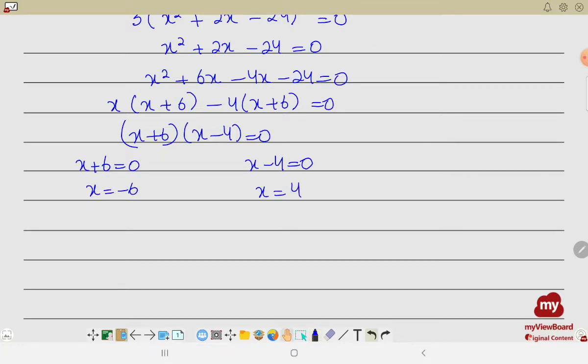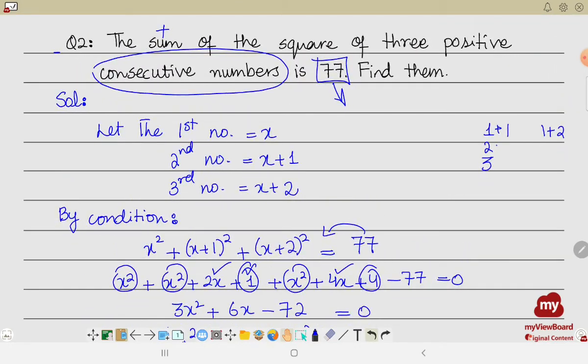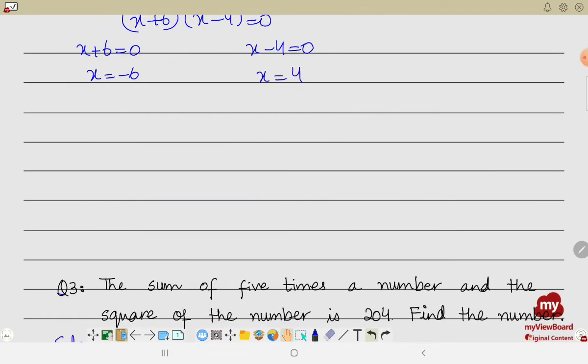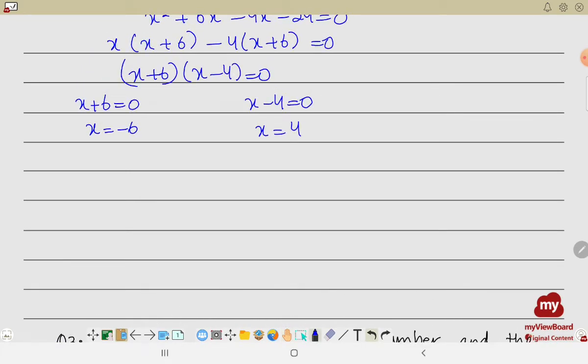In the given question again, they have asked for three positive consecutive numbers. See, the three positive consecutive numbers. So we are going to select, therefore, the first number, which we supposed as x, is equal to 4. The second number that we supposed was x plus 1, so 4 plus 1 is equal to 5.